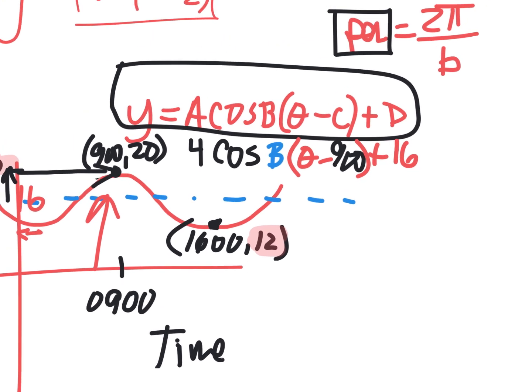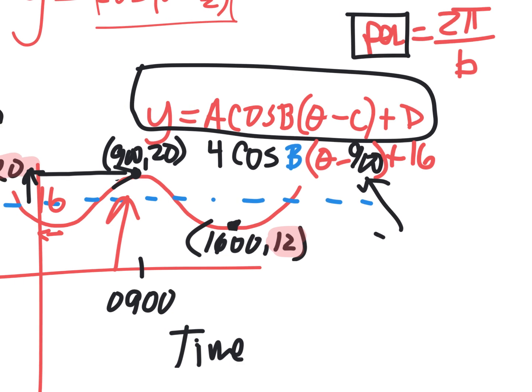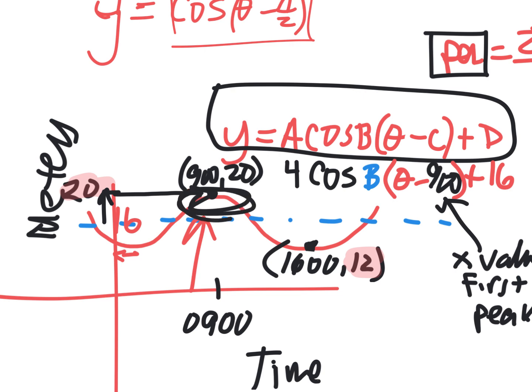How do you find C? C came from the shift, and I'm going to write it down for you. It's the x value of the first peak. See this peak here? That, if it was normal cosine, would be on the y-axis, like over there. It's been shifted over this far. It's been shifted over how far? That's an x value. It's been shifted over 900. Yes? And then A, I had 8, but obviously I'm wrong.